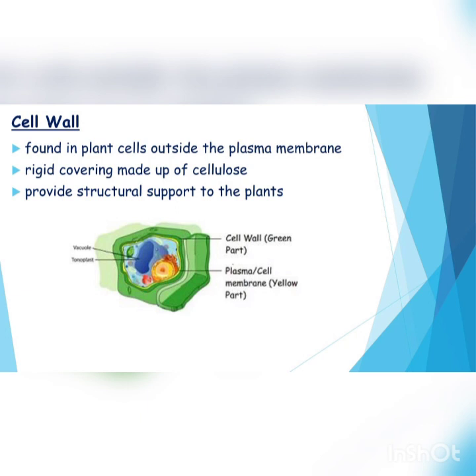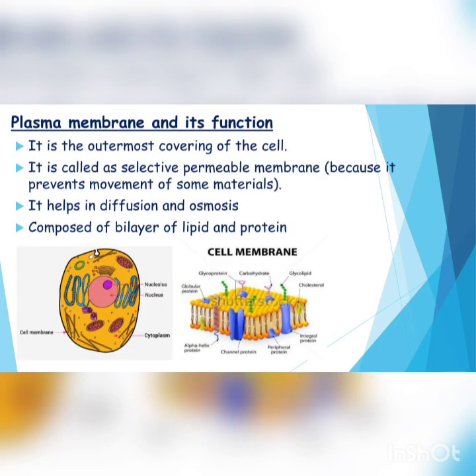Now, the plasma membrane is the outermost covering of the cell. It is living, thin and delicate covering of the cell. It separates the content of the cell from its external environment. Now, the functions of plasma membrane.